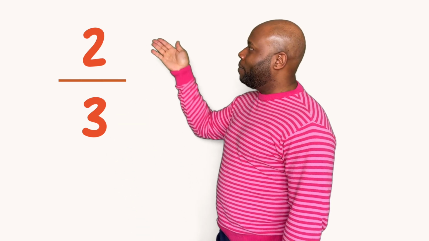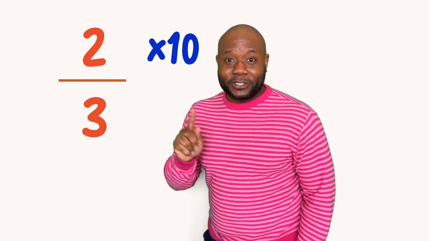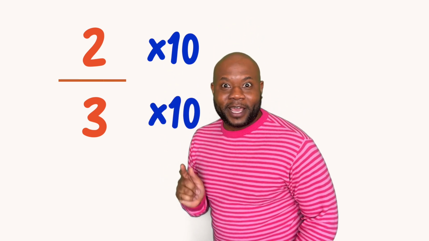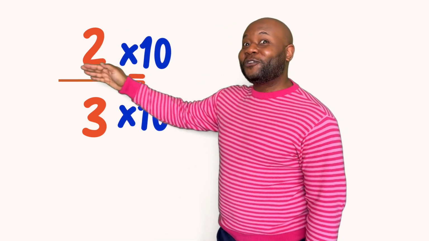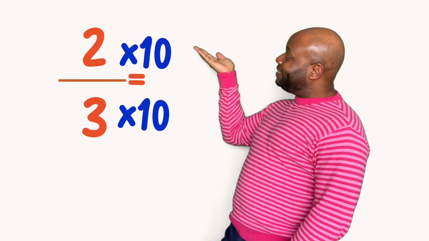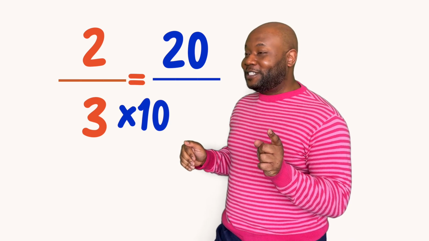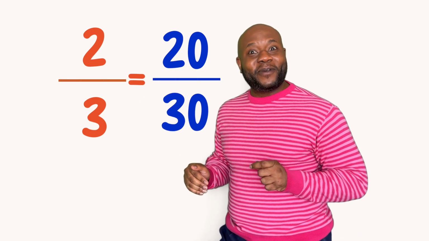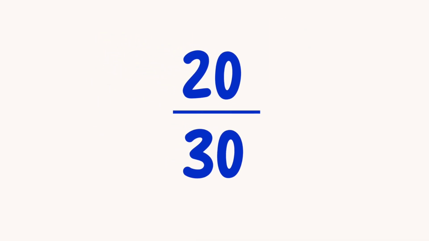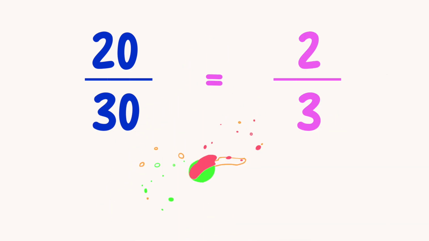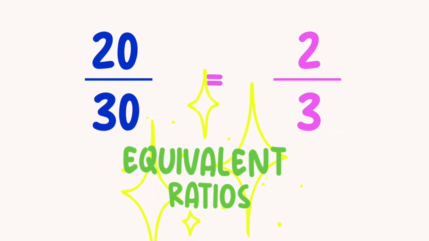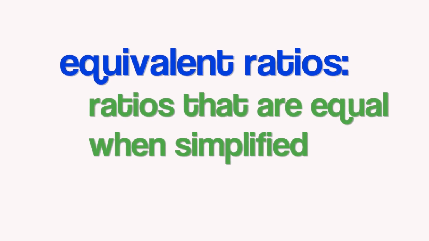We started with 2/3 as the ratio. We have to multiply that numerator by 10, and whatever we do to the numerator, we got to do to the denominator. So we have 2 times 10 over 3 times 10. 2 times 10 is, that's right, 20, over 3 times 10, which is, that's correct, 30. You're great at multiplication. So 20/30 is the new ratio that we have, which reduces to 2/3, which we call equivalent ratios. Equivalent ratios are ratios that are equal when simplified.